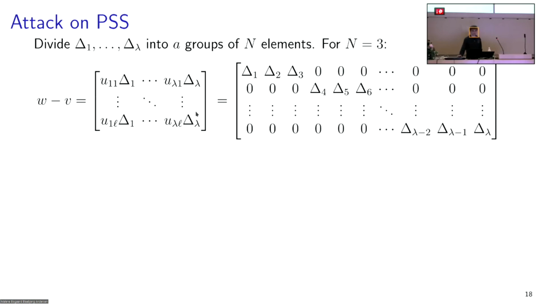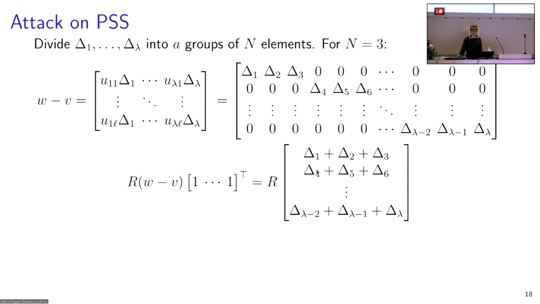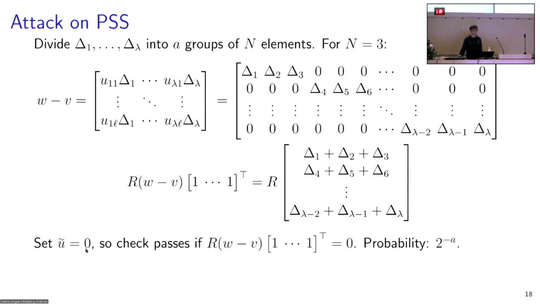So this is where we divide up the deltas into A groups, each of n elements. Here n is 3. Then the main values we look at in the consistency check are W minus V times these ones. The one vector means that we only care about the sum of these deltas, so it ends up being like this. In particular, it only cares about the sums of each of these groups of deltas. So if we set U tilde equal to 0, so that this passes if and only if this thing is 0, then it passes with probability 2 to the minus A, as each group is randomly independent.